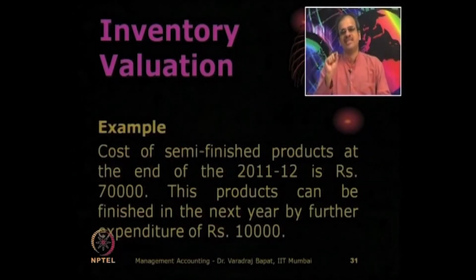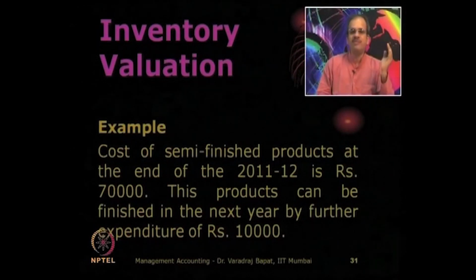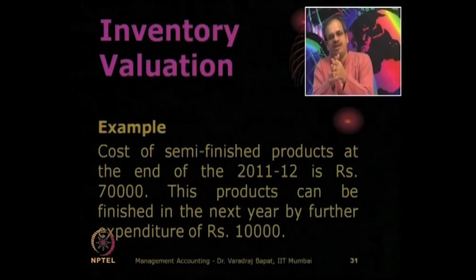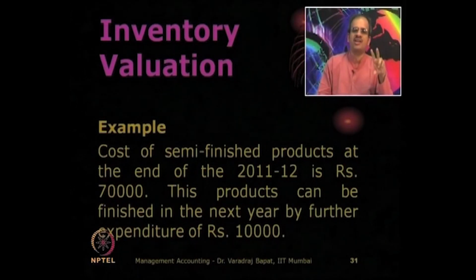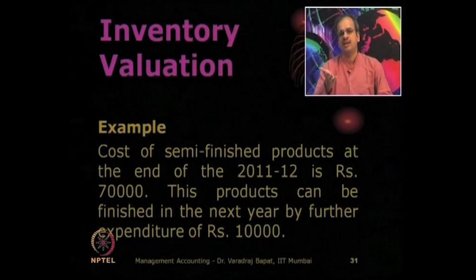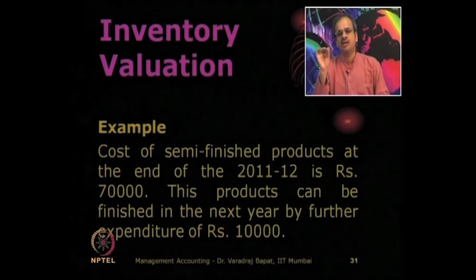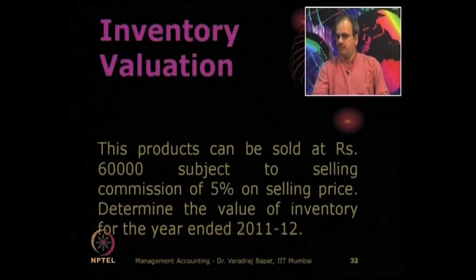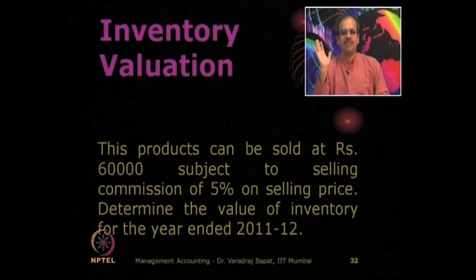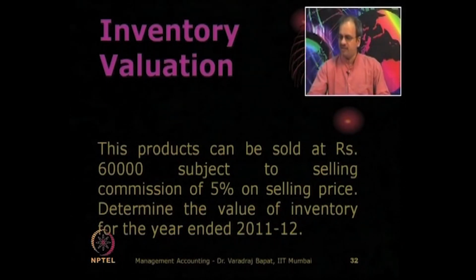Now, let us take one simple example. Suppose you have some semi-finished goods in hand for the year ended March 2012. The cost of the semi-finished product is 70,000, and this product can be finished by incurring further cost of 10,000 in the coming year. How much should be the value of inventory? About the market value, it is given that this product can be sold at 60,000, subject to a selling commission of 5% on the selling price. So, determine the value of inventory. Let us look at it again.